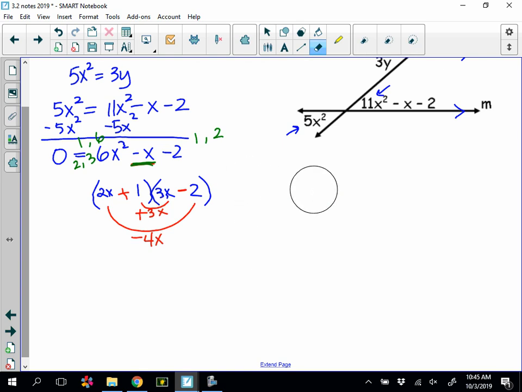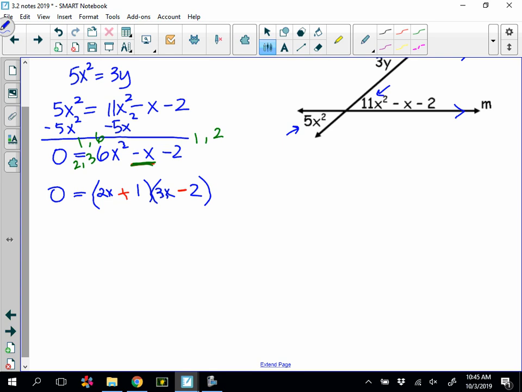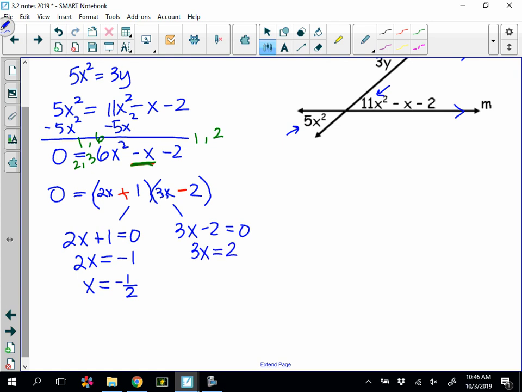You are welcome to do any method you want. You can do the X method, you can split the middle, whatever you want, but I'm going to proceed with this one. Okay, so I have this quadratic I need to solve, so we need to separately set these factors equal to 0. So 2x plus 1 equals 0, and then 3x minus 2 equals 0. To solve, I subtract 1 from both sides to get negative 1, and divide by 2. On the second equation, add 2 to both sides and divide by 3.